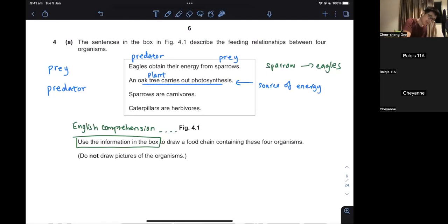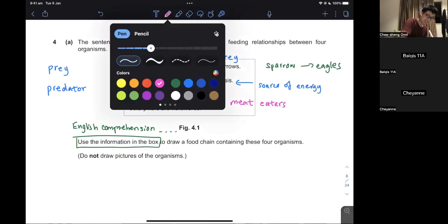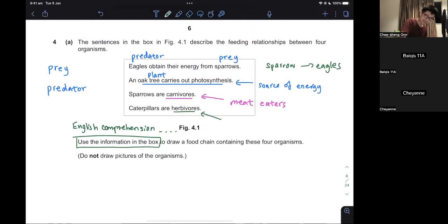Okay, so sparrows are carnivore. What does carnivore mean to you, Balkis? They only eat animals. They are meat eaters. Okay, they can even eat human beings if they want to. So it's like tigers. Then you say you like tigers because tigers only eat animals, but tigers also eat humans because they eat anything that is meat. Okay. Now caterpillars are herbivore. What does herbivore mean to you, Cheyenne? Plant eaters. Okay, so they eat plants.